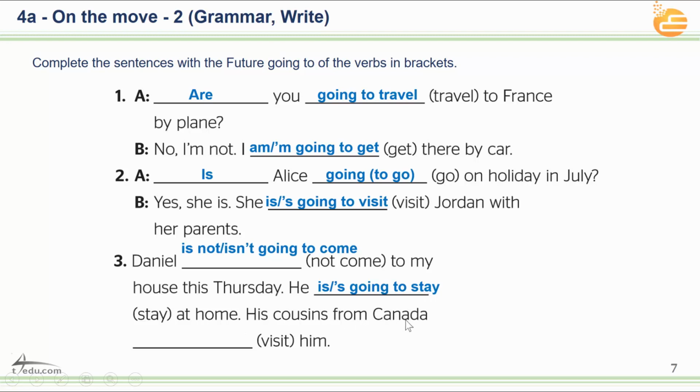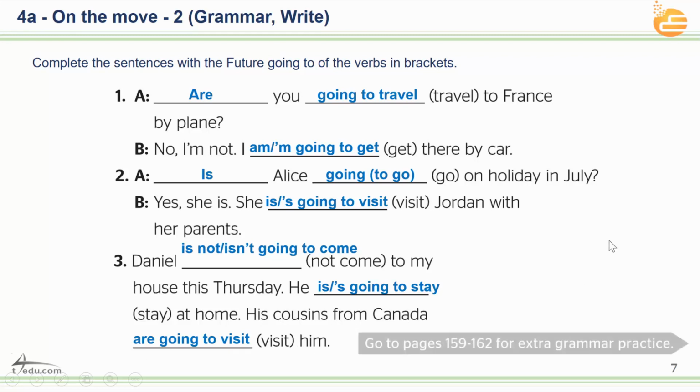His cousins from Canada. His cousins, they are more than 1, 3, 4, 5, maybe 6. So we have to say his cousins from Canada are. Very nice. With the plural, we have to say are because cousins, this is plural, are going to visit. Very nice. Are going to visit him. His cousins from Canada are going to visit him.